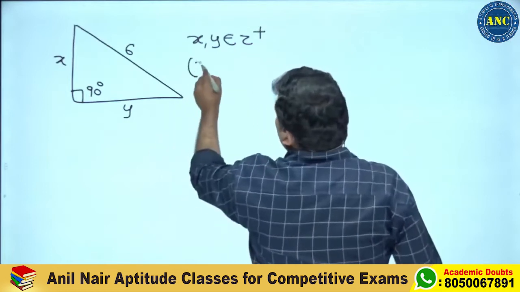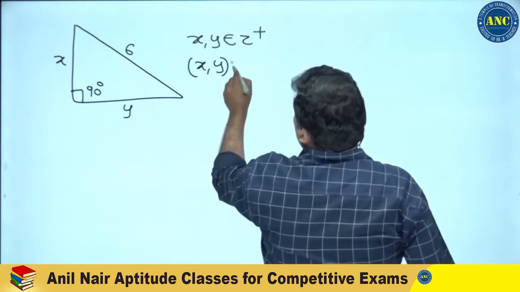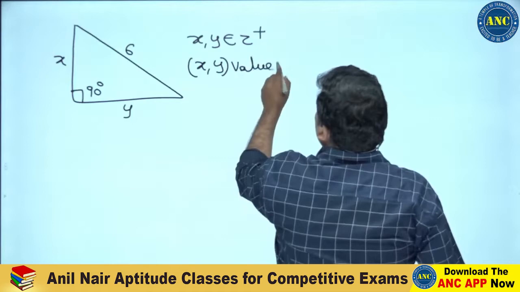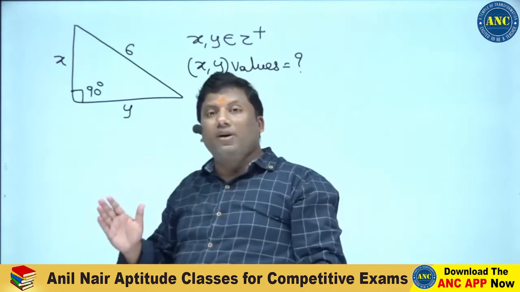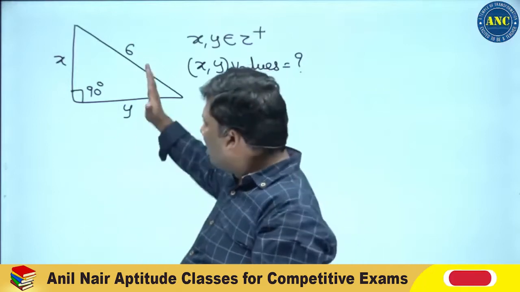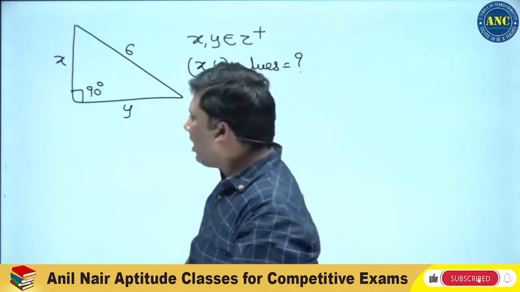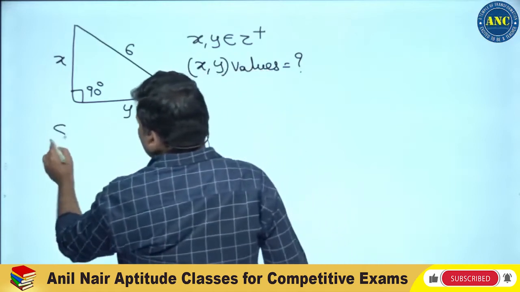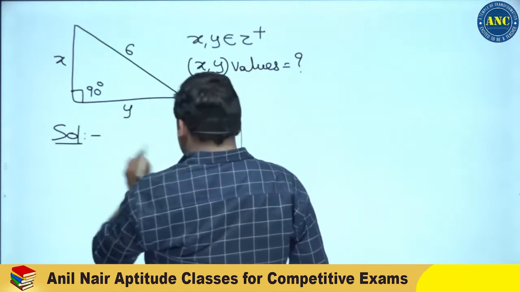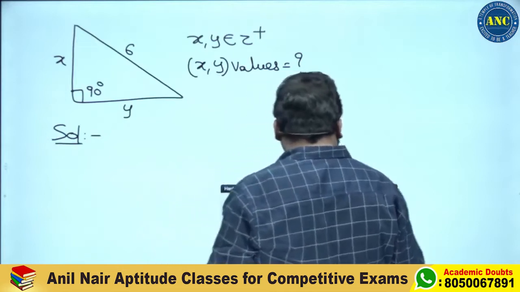How many values will x and y take such that it satisfies the equation? We took one side as an odd number, the other side as an even number. Now we are concentrating on the hypotenuse. Listen carefully. It is a very easy solution if you understand it.